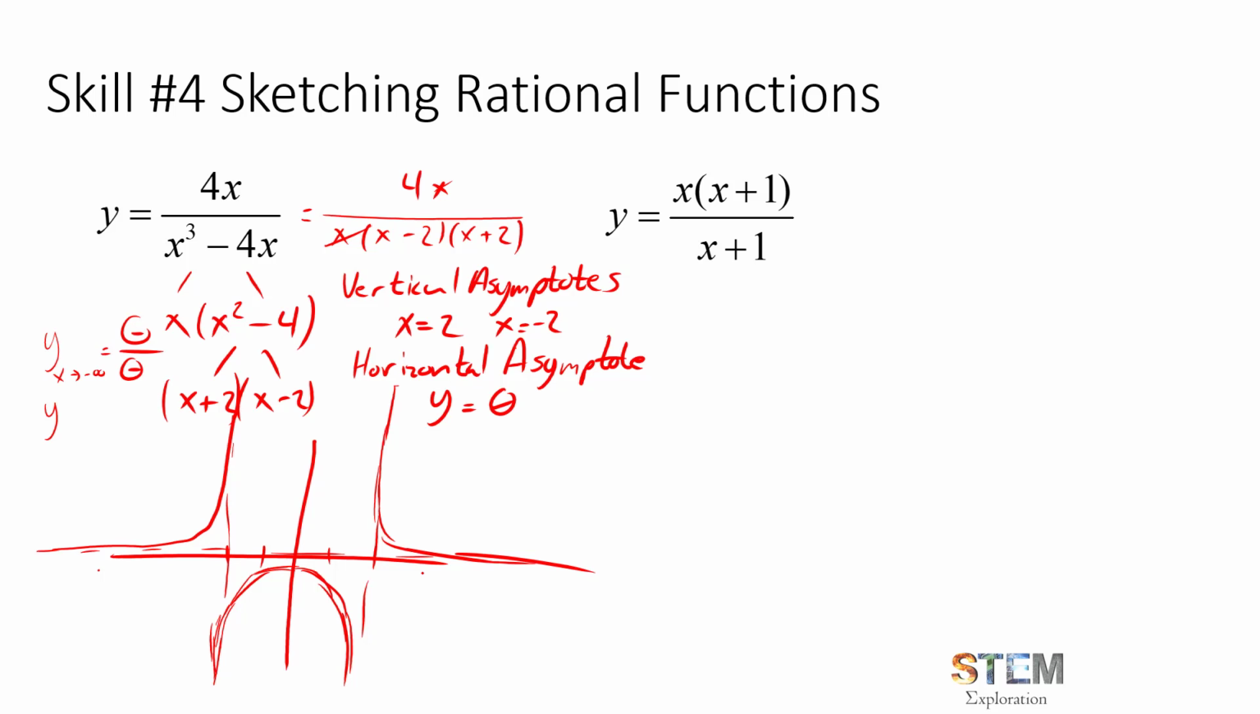And so in this next situation, I noticed that the numerator is a higher power than the denominator. So I already know that there's no horizontal asymptote. And the other thing is those cancel out. y is equal to x. And so there is no vertical asymptote as well. It's just y equals x.